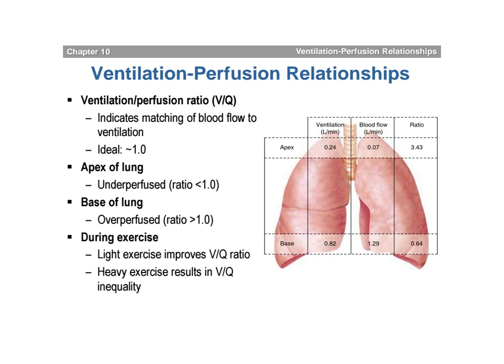Now, it turns out that with really heavy exercise, this again results in a ventilation-perfusion inequality. It's not exactly clear why that occurs, but the best ventilation-perfusion value is actually found with light or moderate exercise.